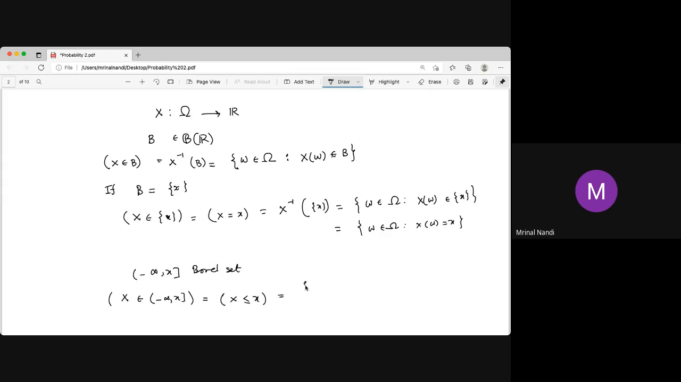And what is this? This is the set of all omega. That is X inverse of this. There should be one more bracket. And that is the set of all omega belonging to Omega such that X(omega) is less than or equal to x. Now, this is a set on the right-hand side, and on the left-hand side we just write the notation. This is a Borel set; all intervals are Borel sets, this type of intervals, and every interval is a Borel set, and that must be in this collection, that must be an event. That is the definition.